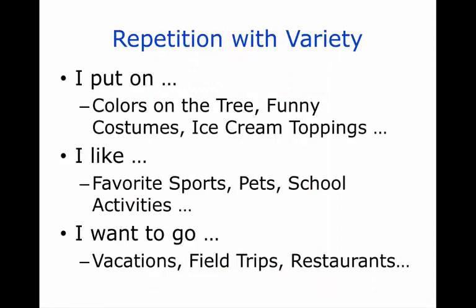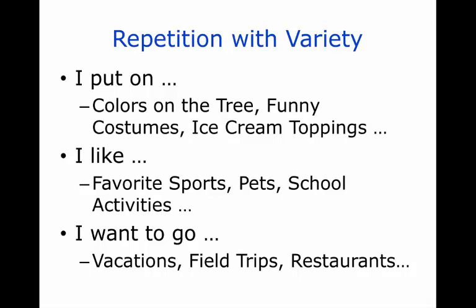In selecting the topics and stems for the chart, be creative. There are thousands of chart topics that could support emphasizing core vocabulary in sentence stems, providing the repetition with variety that we know is so important. Let's take a look at a few examples.